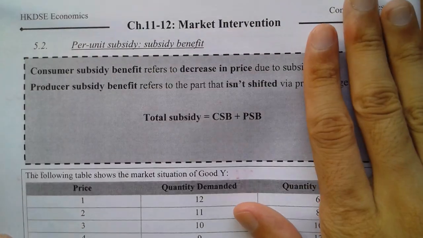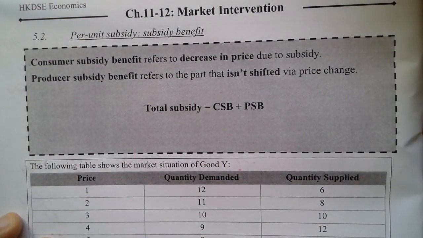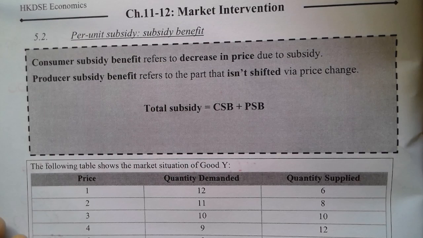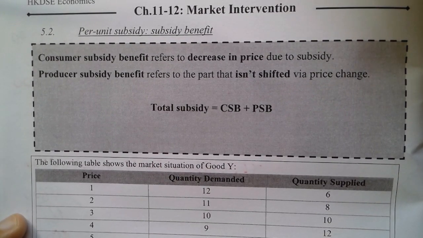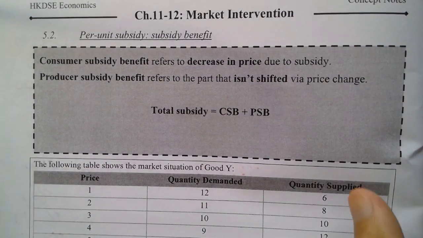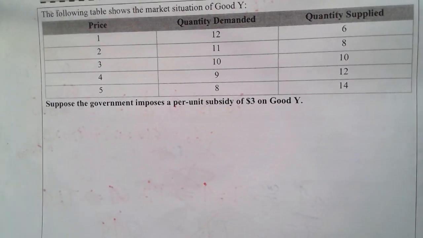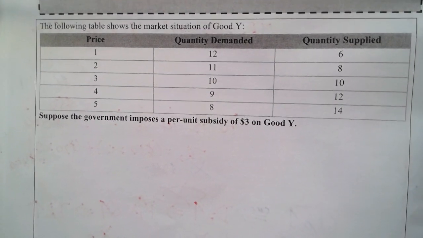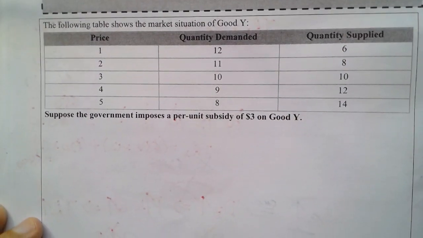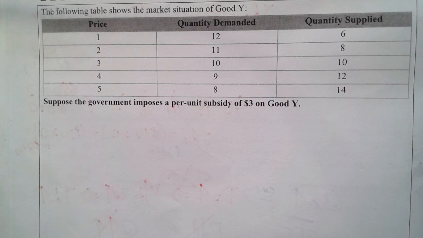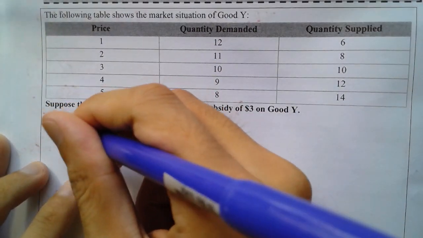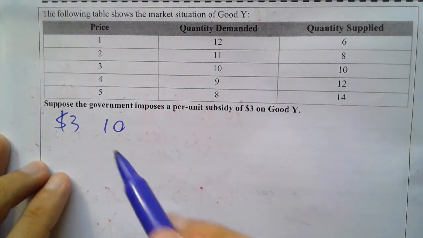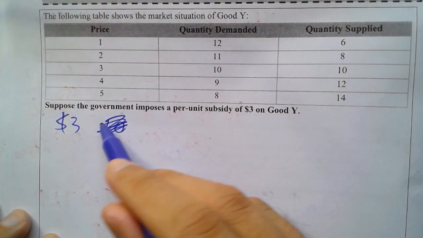And then, next, we are going to jump into the so-called subsidy benefit, which is just the opposite of tax burden. So don't worry too much. Now, like last time, I suggest we go to some examples first, using some figures to give you a solid idea what we are talking about when we mention subsidy benefit and those kinds of things. All right. Now here, let's mark it down. Original, $3, 10 units. No, let's forget about 10 units.